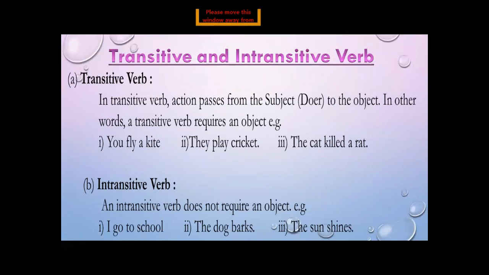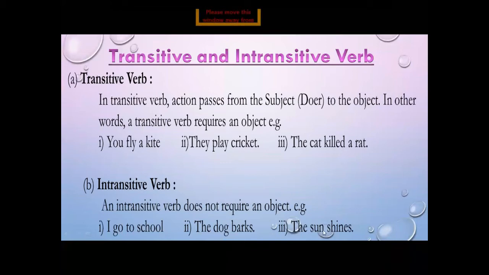You know what is object? An object is also a noun. A subject and object both are nouns, or pronouns. Then, the dog barks. So the sentence is complete. The dog barks. We do not need any other noun. We do not need any object.